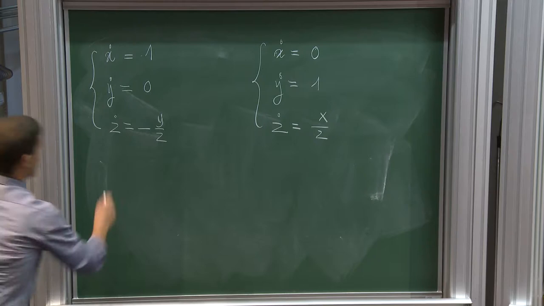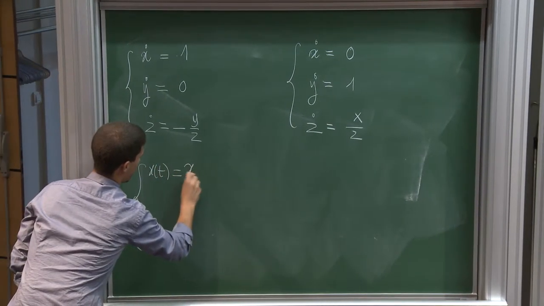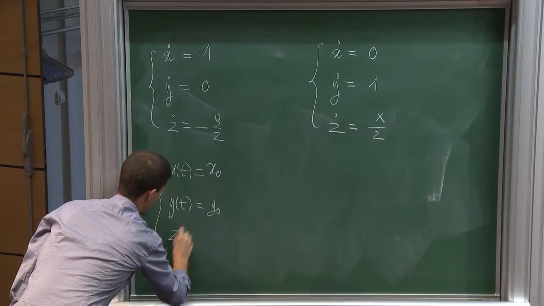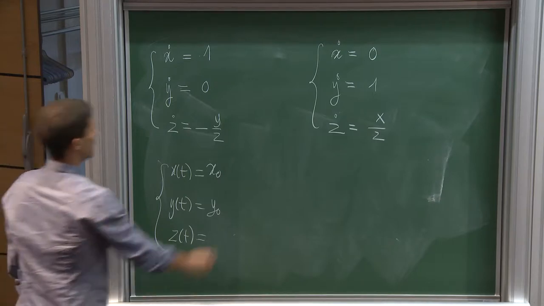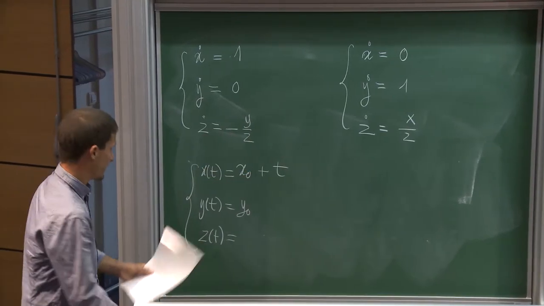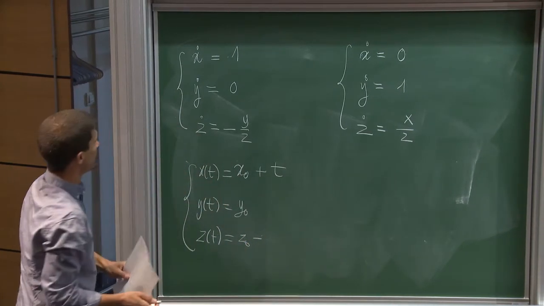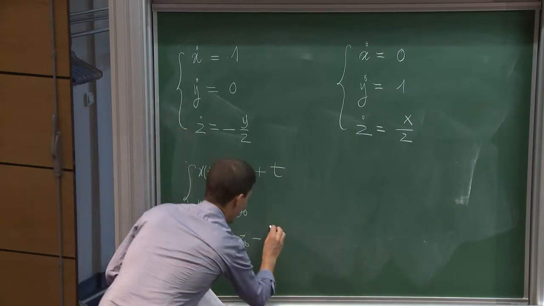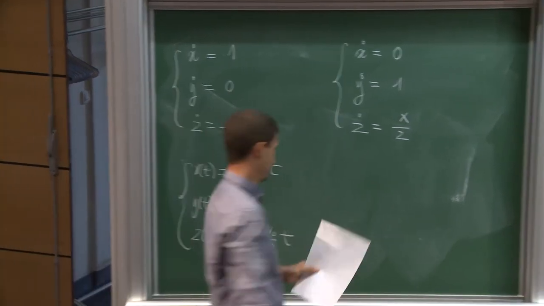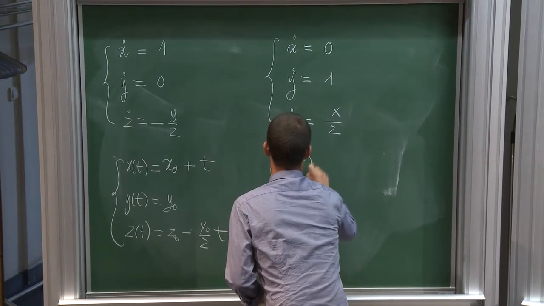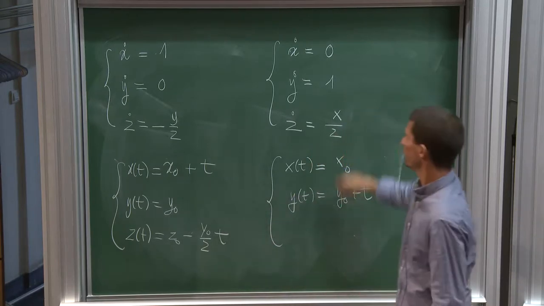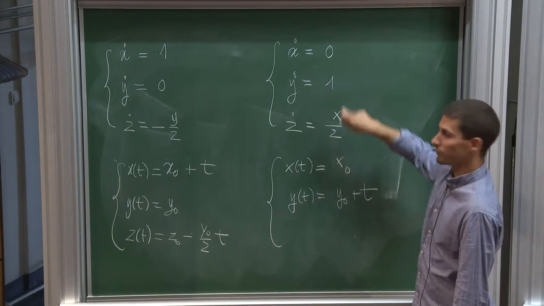Okay, so if you solve this, then you will get x of t. So I have initial condition that I call x0, y0, z0. So x of t will be x0 plus t, y of t is y0, and z is just the integral of this, so it will be z0 minus, since y is a constant, it will be minus y0 over 2 times t, right? Hope you agree. And in this right-hand side, we have a similar situation. You see, we always integrate the one that is constant, so there is only a linear term.